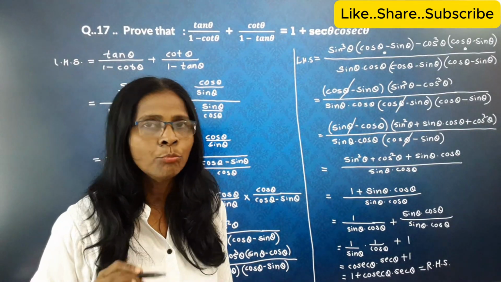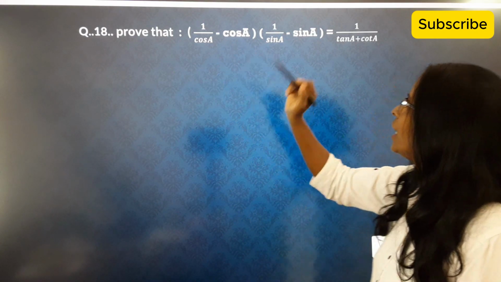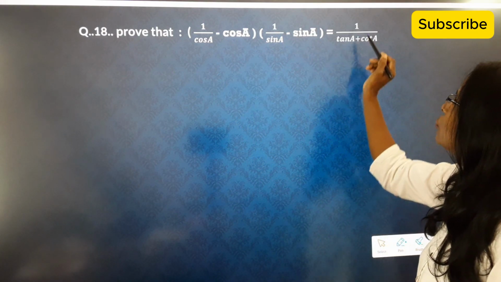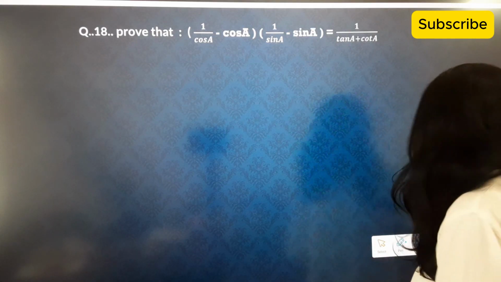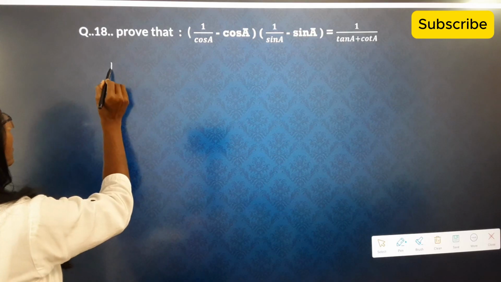Hence proved. Example 18, students. Prove that 1 upon cos A minus cos A, times 1 upon sin A minus sin A, is equal to 1 upon tan A plus cot A. So now let us see how we can prove this theorem. That is, LHS.